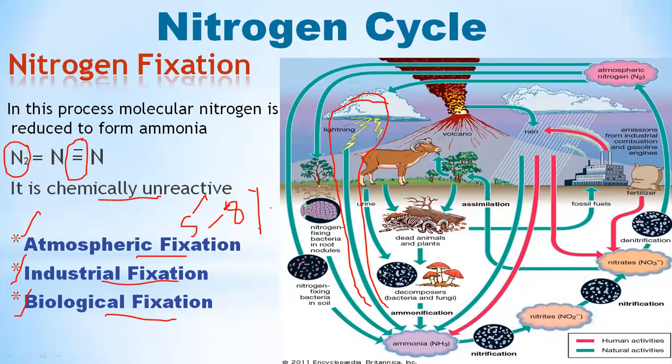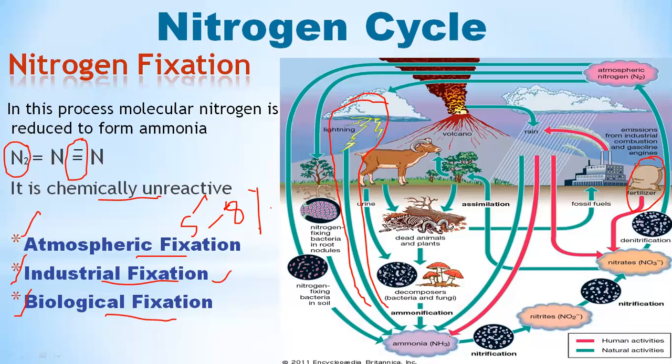These are carried by the rain into the ground, and sometimes they form acids with the rainwater, nitric acid also, and they move into the ground, from where bacteria change them into ammonia, and again nitrification is done. Industrial nitrogen fixation is the utilization of atmospheric nitrogen in industries for the formation of fertilizers, directly into the nitrate form. These nitrates are utilized as fertilizers for the plants.